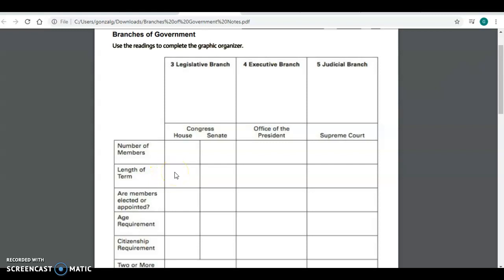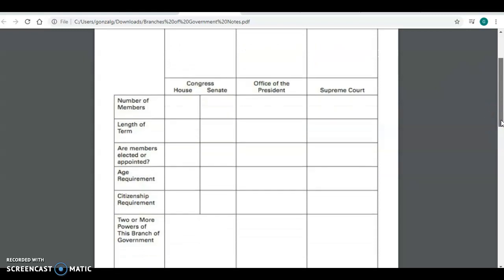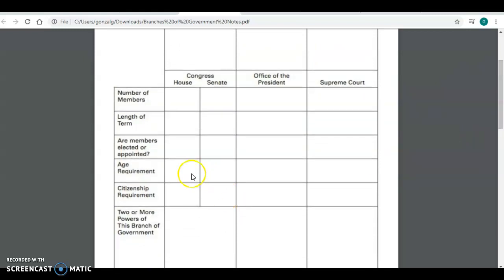What's the length of term? That means how long can they serve? Are the members elected or appointed? Is there an age requirement? Is there a citizenship requirement? Do they have to be United States citizens? Scroll down a little bit. Are there two or more powers of this branch of government? So do they have more than one power?